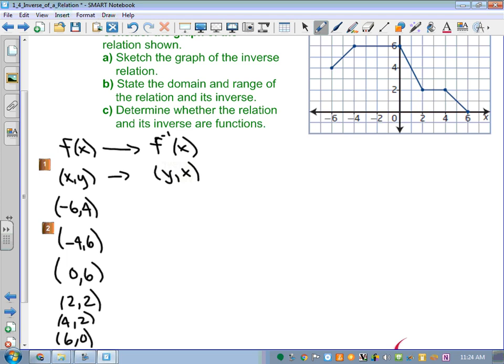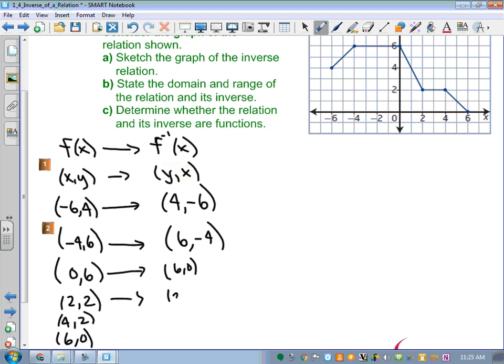If I transform those points, negative 6 comma 4 becomes 4 comma negative 6. Negative 4 comma 6 becomes 6 comma negative 4. 0 comma 6 becomes 6 comma 0. 2 comma 2 stays as 2 comma 2. And 4 comma 2 turns into 2 comma 4, and then the last one, 6 comma 0, turns into 0 comma 6.